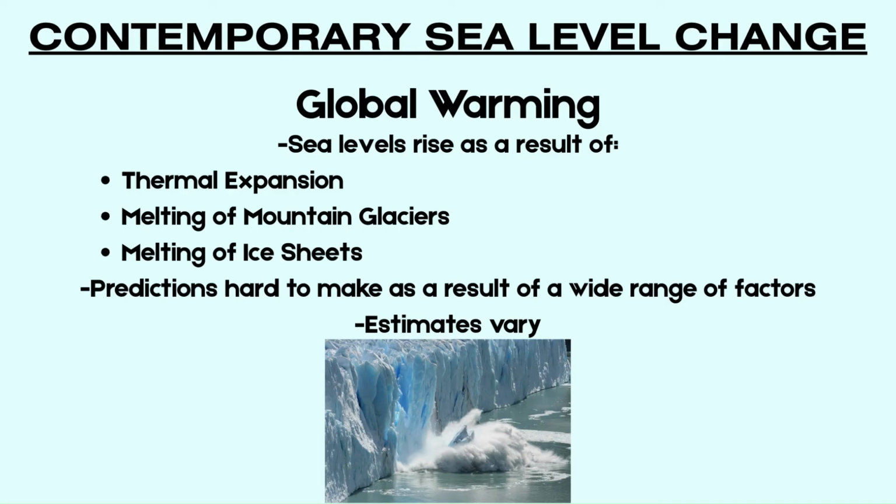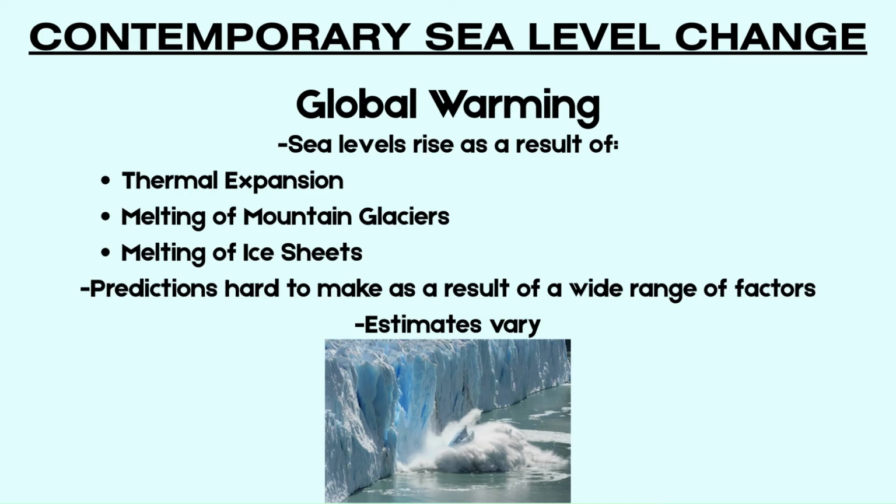The melting of mountain glaciers is another major factor. As global temperatures increase, glaciers in mountain regions are melting, adding more water to the oceans. This includes glaciers in areas like the Himalayas and the Andes. Lastly, the melting of ice sheets in places like Antarctica and Greenland is a significant cause. Ice sheets hold vast amounts of frozen water, and as they melt, they release large amounts of water into the oceans, further raising sea levels.